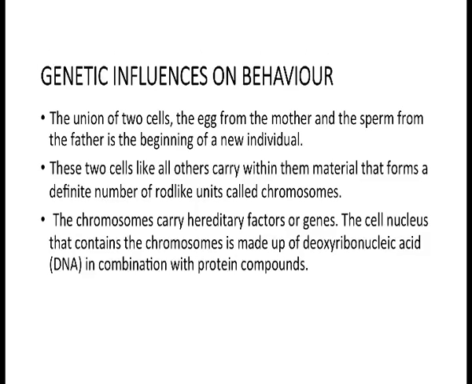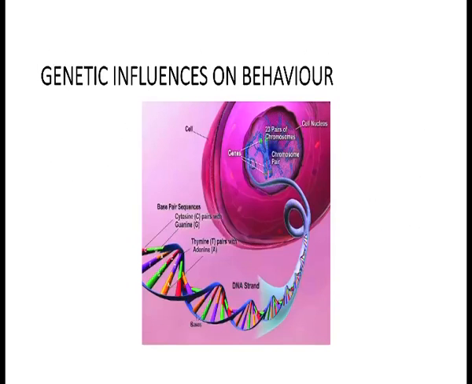These two cells, like all others, carry within them material that forms a definite number of rod-like units, and those rod-like units are known as chromosomes. The chromosomes carry heredity factors or the genes. The cell nucleus that contains the chromosome is made up of deoxyribonucleic acid, that is DNA, in combination with the protein compound. Chromosomes are pairs and each chromosome contains 1000 or so genes that also occur in pairs.